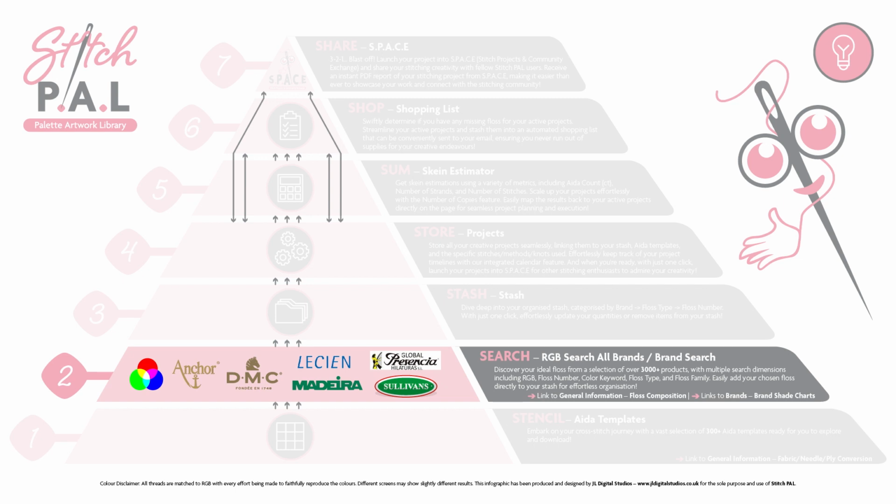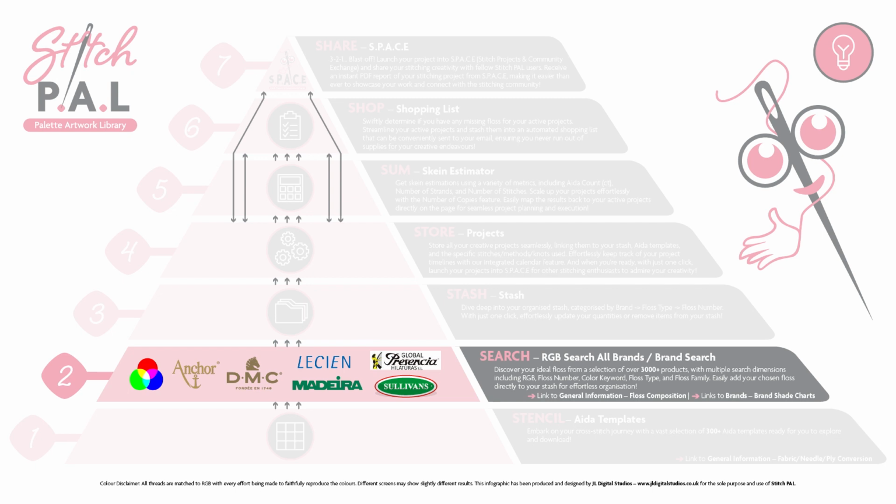Search within StitchPal facilitates discovering threads among 3,000 plus products through various search dimensions like RGB, Floss Number, Colour Keyword, Type, and Family. Utilising RGB search all brands, users match threads to RGB values, accessing solid coloured threads from multiple databases. The method finds the closest thread based on 16 million RGB combinations.